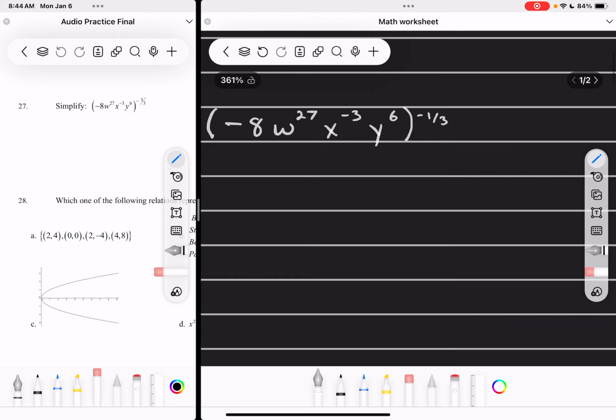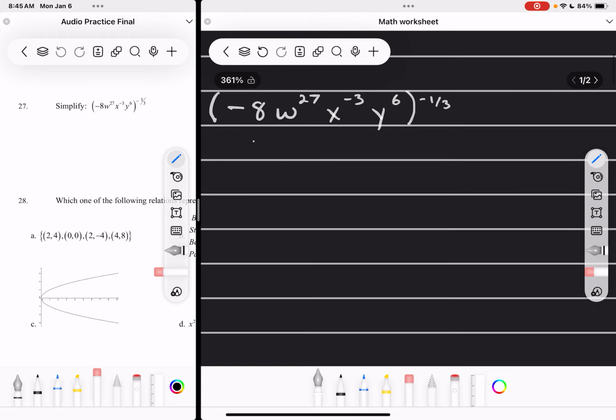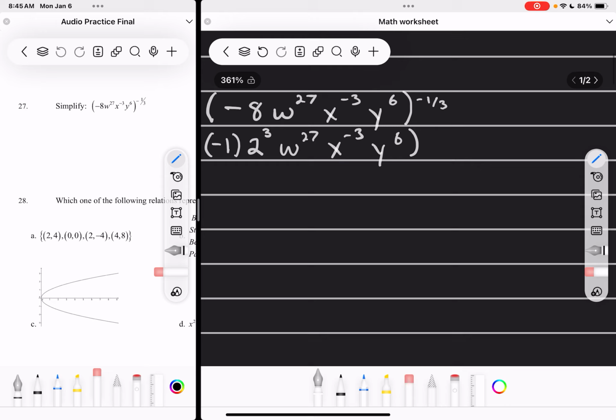This 8 is actually what number? Well, if you think about it, the base of 8 is 2, and there are 3 of them, because 2 times 2 times 2 would be 8. So I'm going to do that real quick, because when we bring the negative 1/3 in, it's going to be a little easier to deal with all those fractional powers. The other thing is, this 1, we're going to say is negative 1 by itself. Okay? 2 cubed, 27, x negative 3, and y 6, all with a negative 1/3.